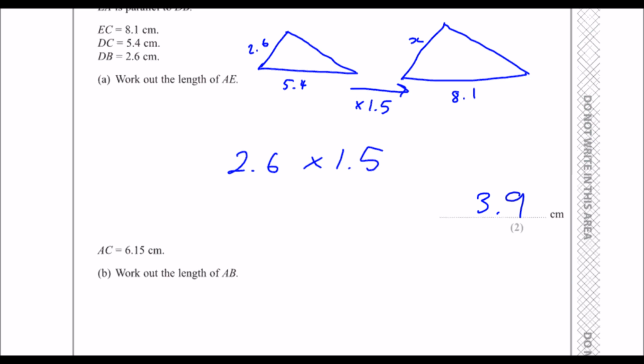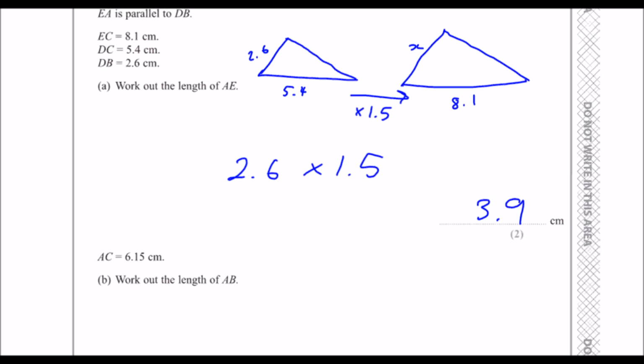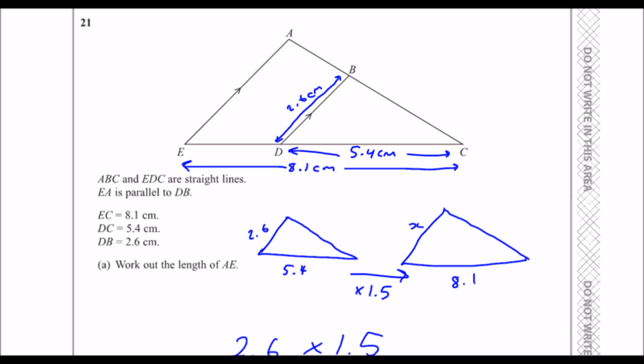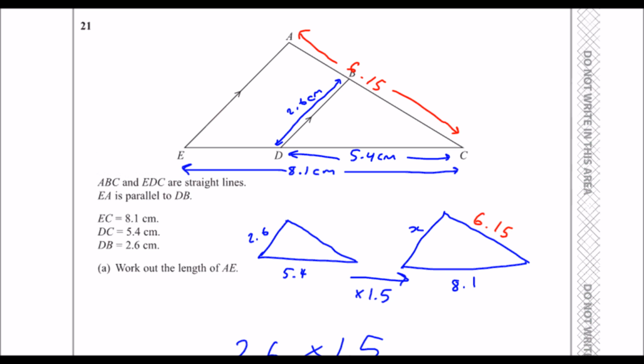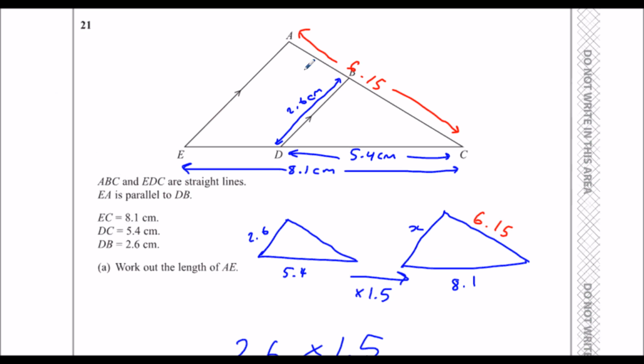A to C is 6.15 centimeters. So A to C, that's this one here, 6.15. Work out the length of A to B. Okay, so we're working out this length, the difference between the big shape and the small shape.